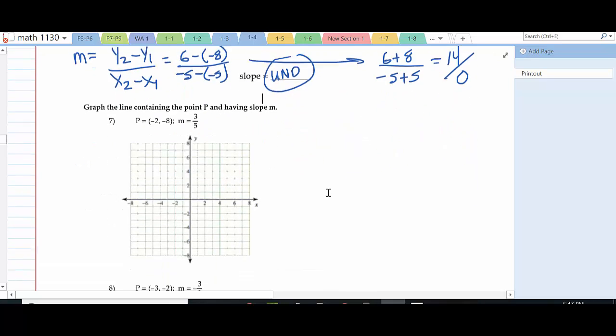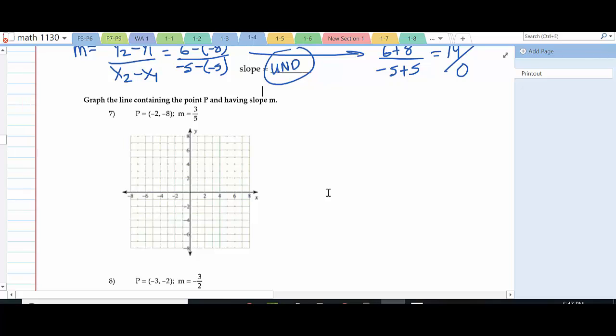I'm going to finish up class with one more thing, one last example. We're going to finish up graphing a little bit. With this one, what you need to write down is you have a point -2, -8, and a slope of 3/5. All we're going to do is create a graph. So I'm going to plot the point, left 2, -8. Put your point.